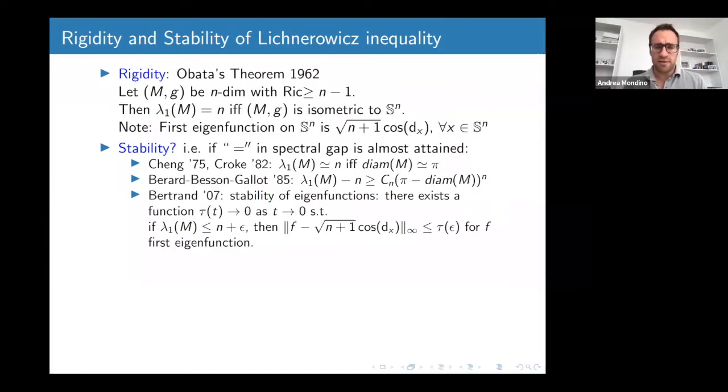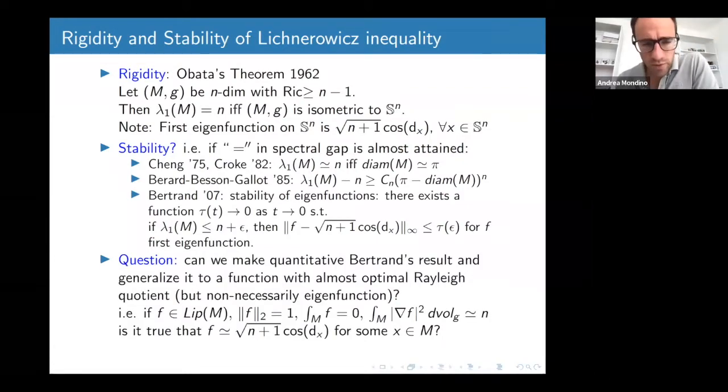Bertrand, more recently in 2007, proved the stability of eigenfunctions. So he proved that if you have an eigenfunction which has a corresponding eigenvalue close to n, then this eigenfunction must be close in infinity norm to the cosine of the distance function from some point. You have that on the sphere, the eigenfunctions are exactly cosines of distance functions. And what Bertrand proved is that if the manifold has a first eigenvalue close to n, then all the eigenfunctions will be close to cosines of distance functions. But not quantitative. A question that we were interested in is, can we make such results of Bertrand quantitative?